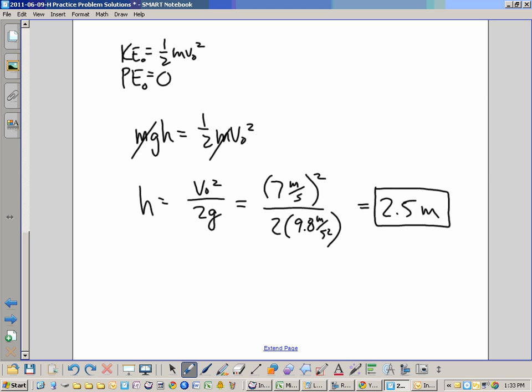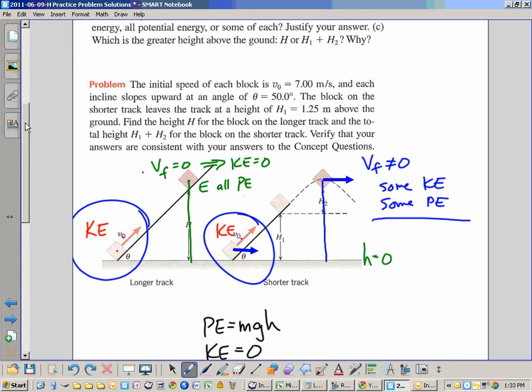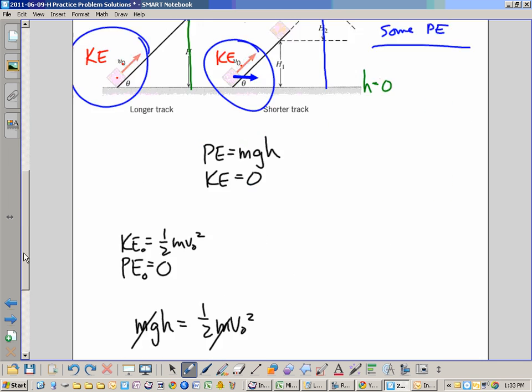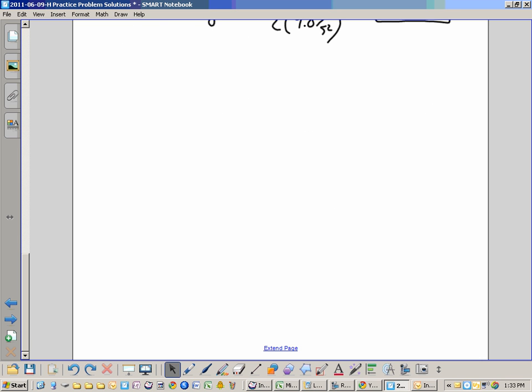So now we're saying that the one that flies off the ramp, what does it say? Leaves the ramp at a height of 1.25 meters, okay? So that should be less or more, did we decide? It should be less because it retains some kinetic energy, okay? So let's go ahead and do our calculations.